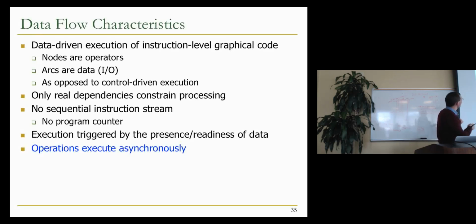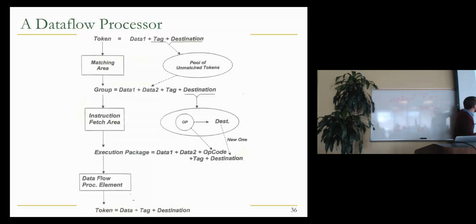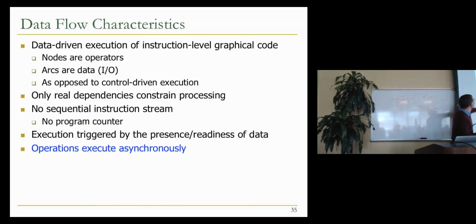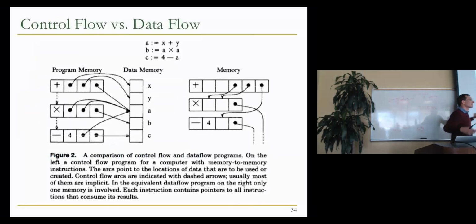Well, this is because there is no sequential instruction stream, no program counter. And execution is triggered by the presence and readiness of data. Basically, operations execute asynchronously. That's the biggest advantage of data flow. As a result, you can exploit irregular parallelism really well. Meaning, you can find what instructions can be executed in parallel, and you can execute them in parallel.